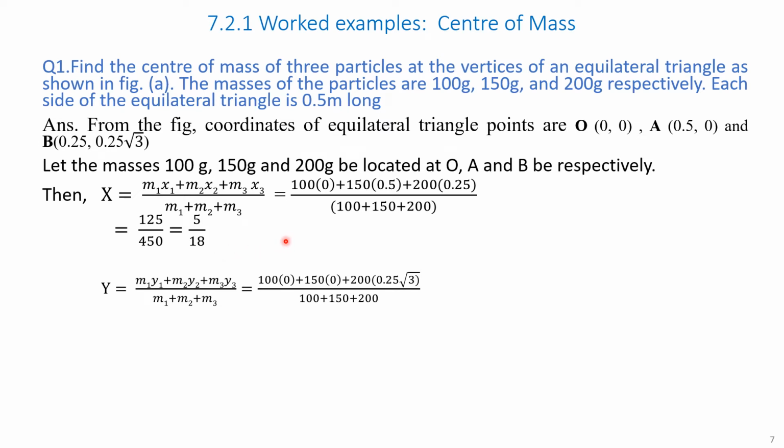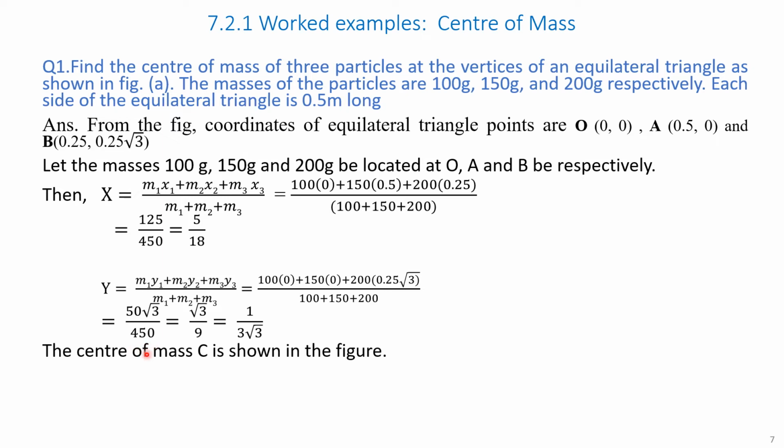Now we will find the y coordinate. Y is equal to m1 y1 plus m2 y2 plus m3 y3 divided by m1 plus m2 plus m3. That is equal to 100 into 0, because here the coordinates of O are 0, 0, therefore y is also 0, plus 150 into 0, that is, on the x-axis the y-coordinate is 0, plus 200 into 0.25 into square root of 3, divided by 100 plus 150 plus 200. Simplifying, we get the answer y as 1 over 3 into square root of 3. The different calculation steps are also written horizontally, but you write them vertically, one below the other.